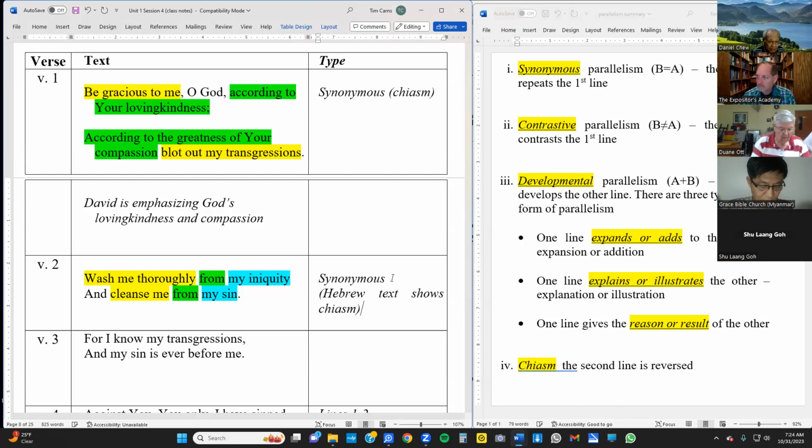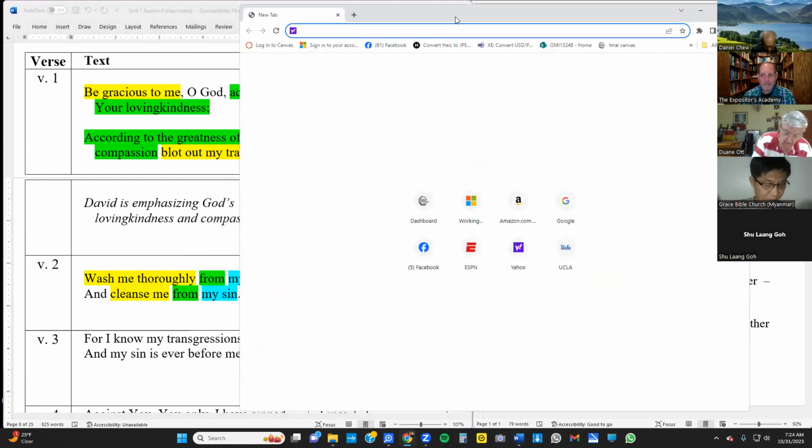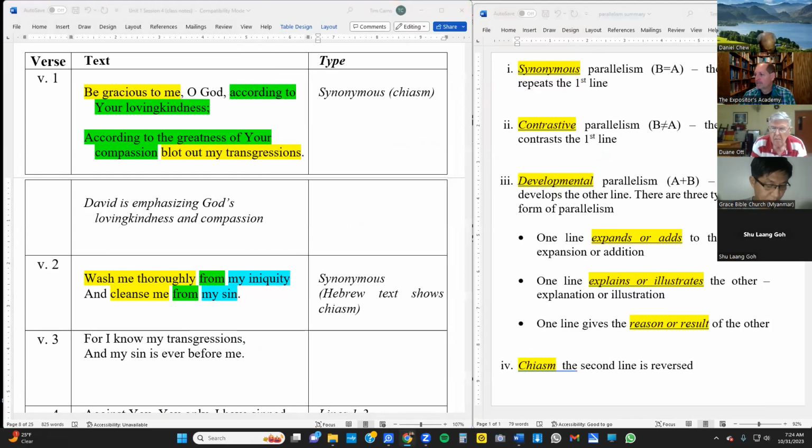Malay translation, that is verse 2. It's the same as the English. It'll say, wash me from my iniquity and cleanse me from my sin. Okay, so they did not reverse it. What about verse 1, Daniel? Did they reverse it like the English translation? Yes, it's like the English. It says, be gracious unto me, according to your loving kindness, according to your greatness. Okay. Blot out my transgressions. Correct. Got it.